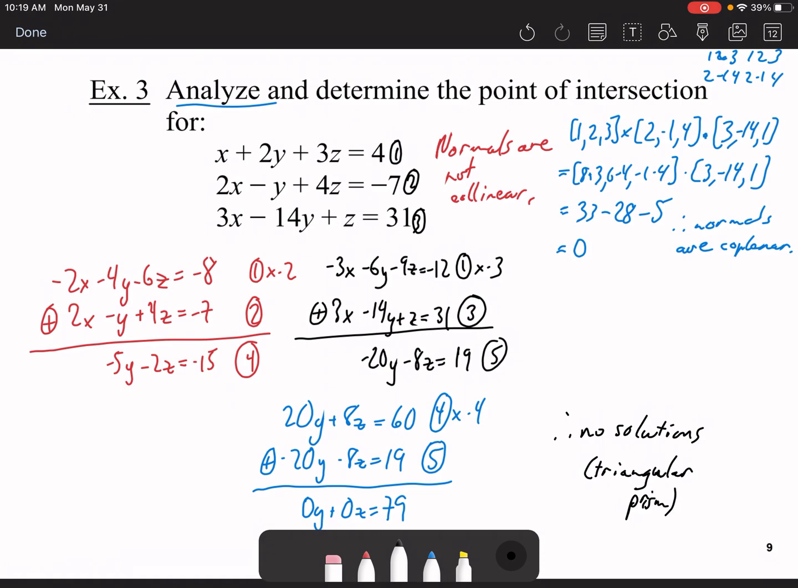If you want, you can state that triangular prism shape. If you want, you can even find the lines of intersection between just two of the planes and then find those equations, but it's not necessary, and you can state no solutions at this moment in time. And thus concludes this lesson.